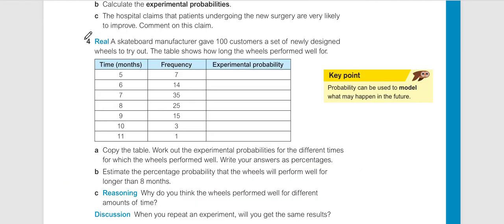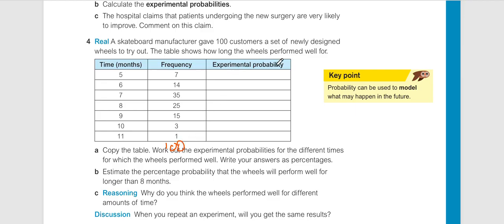Okay, so starting from question 4, a skateboard manufacturer gave 100 customers a set of newly designed wheels to try out. The table shows how long the wheels performed well for. So using the given information about the time in months and frequency, you have to calculate the experimental probability. Did you do it? Can you tell me the total frequency? Total is 100, right.